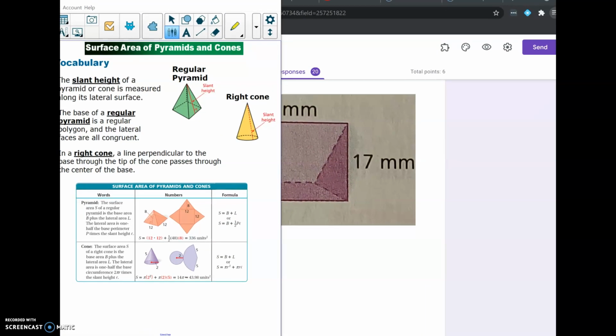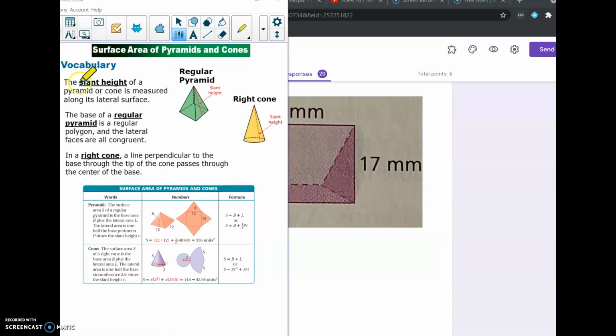So the slant height is this part. It's on the face of the figure. It's not going perpendicular to the base. It's on the face of the figure, and that's because we're measuring surface area, not the inside. And then on the cone, it's on the curved surface of the cone. Okay, so the more specific formula we'll be using is surface area equals big B, which is the area of the base, plus 1/2 times P, the perimeter of the base, times the slant height, the cursive L.